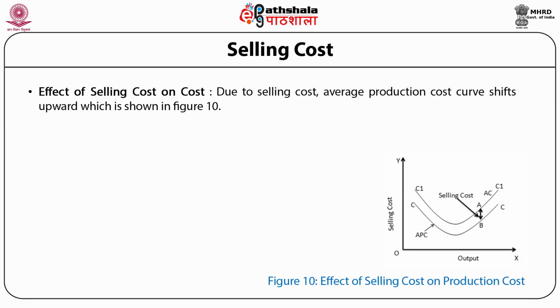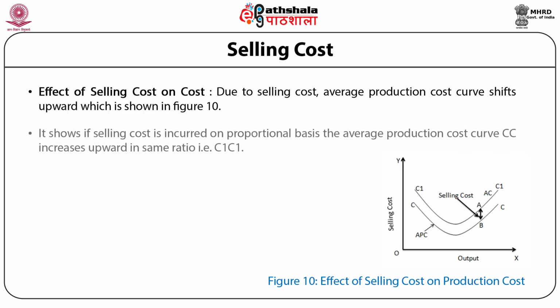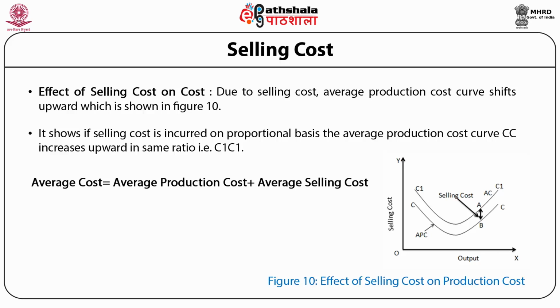Due to selling cost, the average production cost curve shifts upward, which is shown in figure number 10. It shows that if selling cost is incurred on a proportional basis, the average production cost curve CC increases upward in the same ratio, that is C1C1. Average cost is equal to average production cost plus average selling cost.